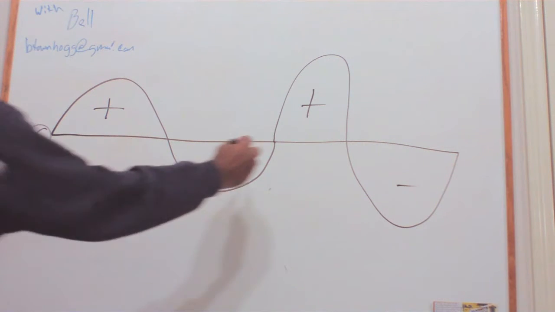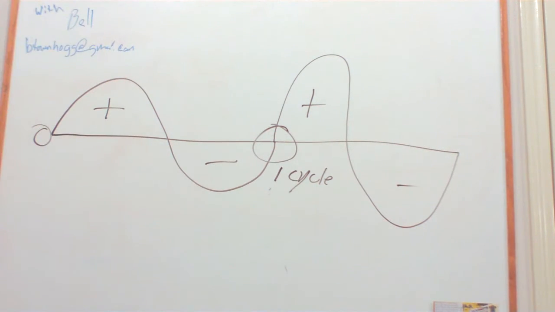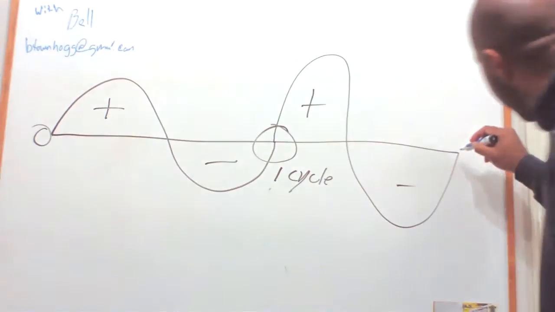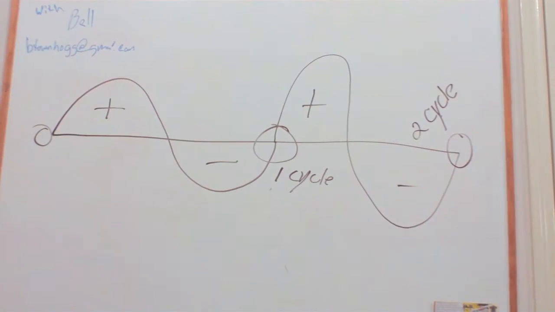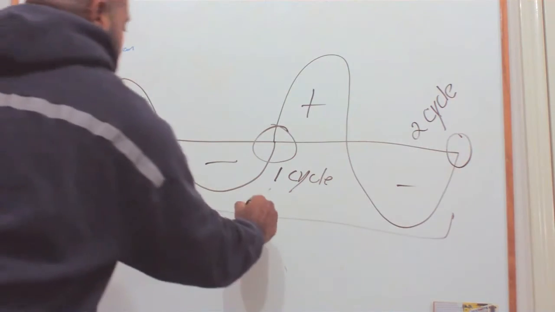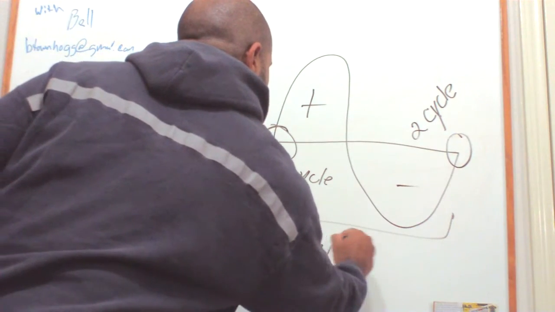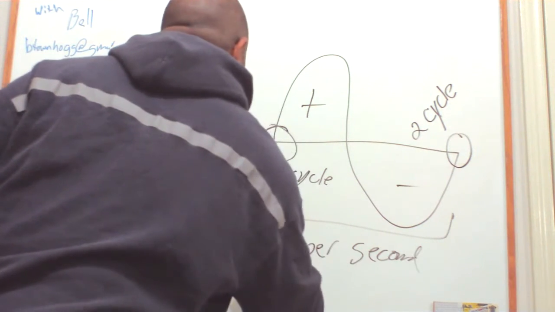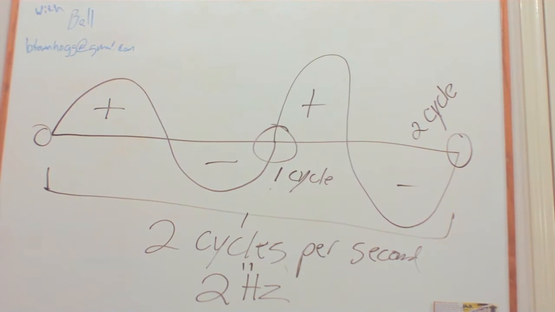This is one cycle. You see that? One cycle right there. And then this right here is 2 cycles. You feel me? So that's 1 cycle, 2 cycles, which gives you two cycles per second, equaling 2 hertz. If y'all can see that, that's 2 cycles per second, 2 hertz. And that's pretty much a waveform.